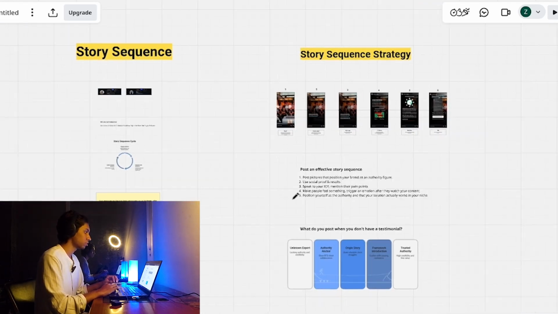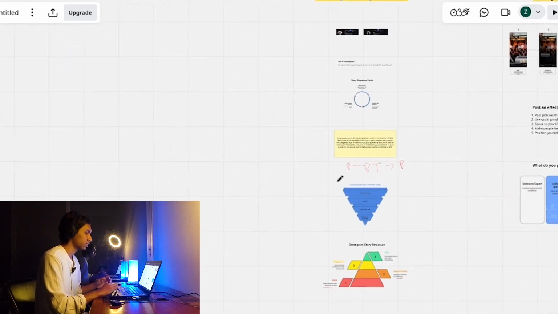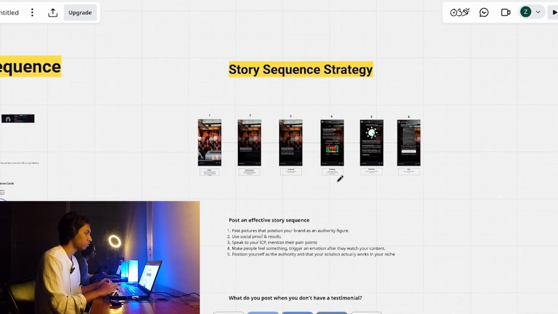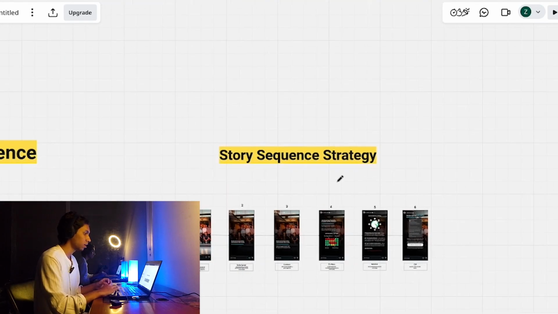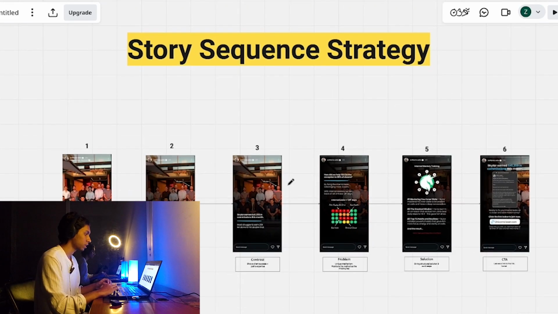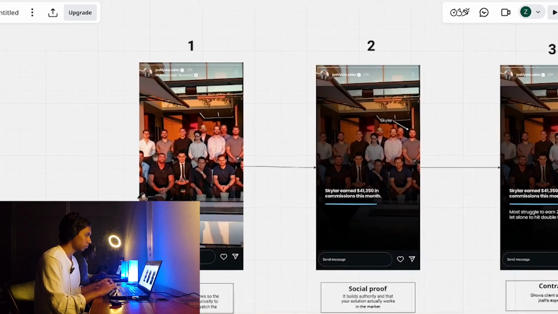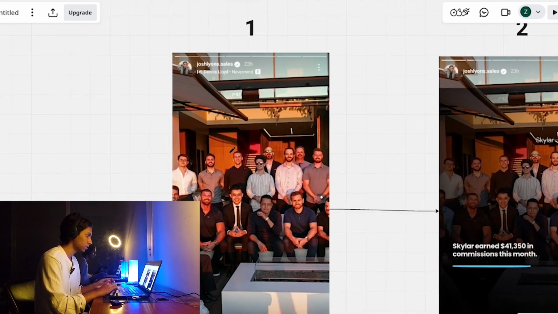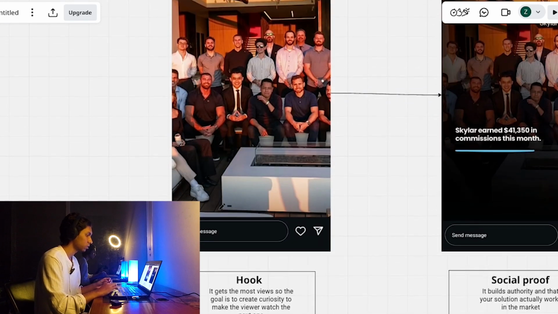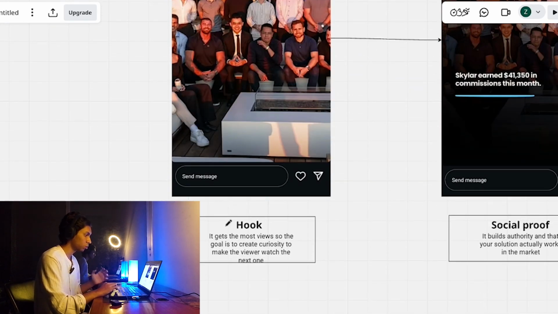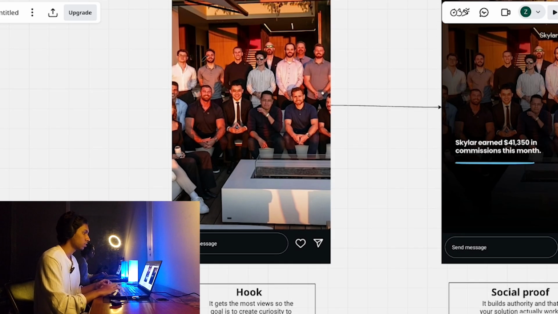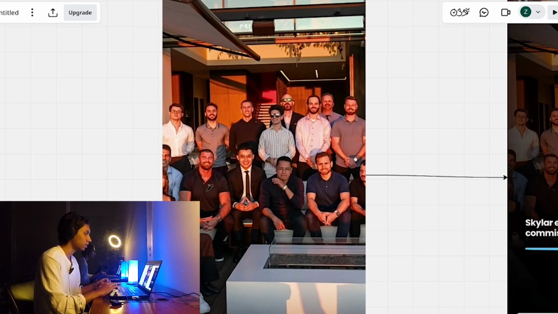So now that we understood how it works, let's look at an example of very good story sequences. This is from Josh Lyons. If you don't know him, he's super big in sales and he uses this story sequence structure. So firstly, in the first story, he uses a hook. Since it gets the most views, the goal is to create curiosity and to make the viewer watch the next story, right? So he uses this extremely high leverage group photo.